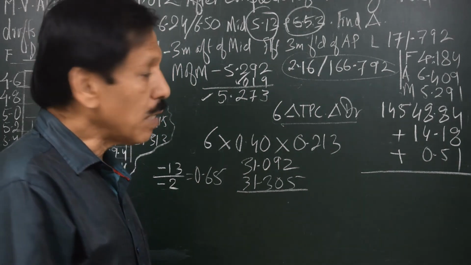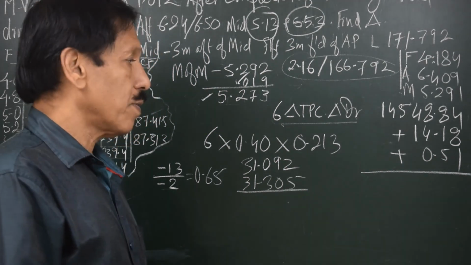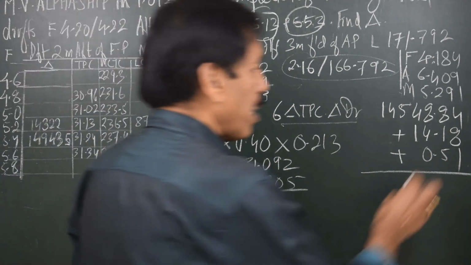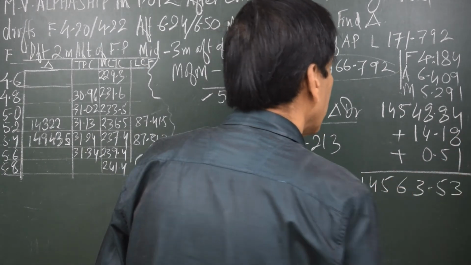So the displacement corrected for the first trim correction is 14548.84, second trim correction 14.18, and the list correction 0.51. I will add all of them. 14563.53.